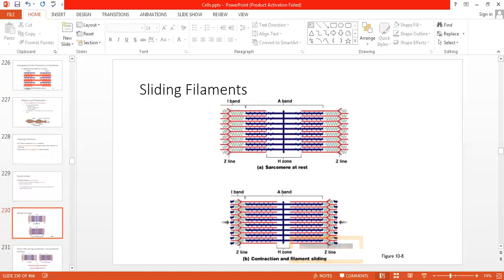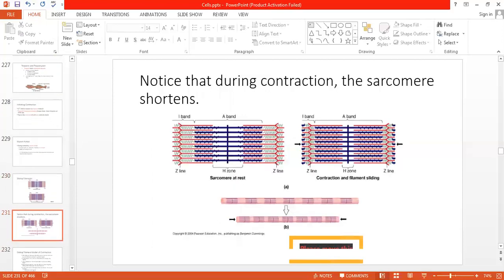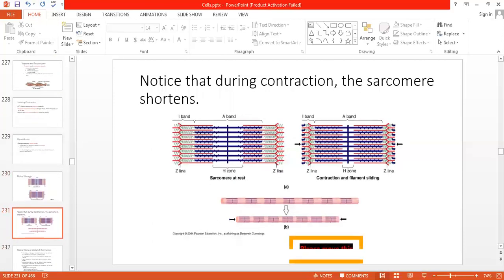Here you can see one is a contracted muscle, one is a relaxed muscle. Note that during contraction, the sarcomere shortens. You can see in figures A and B that there is a shortening of the fiber: the sarcomere shortens in contraction and is longer in relaxation.